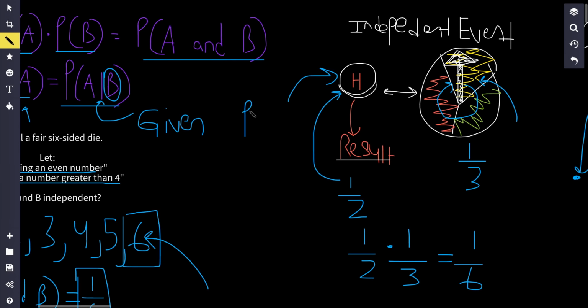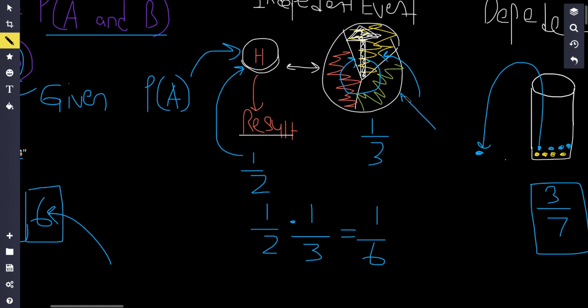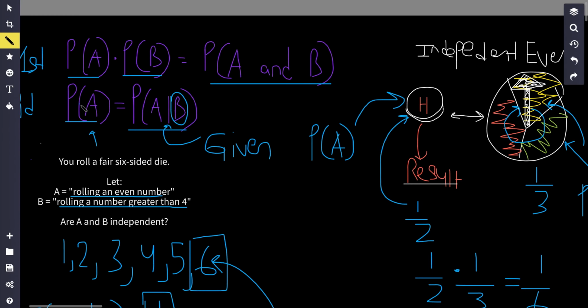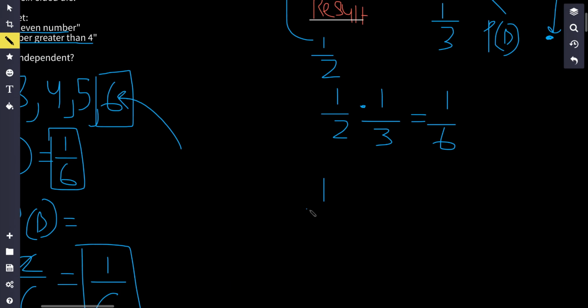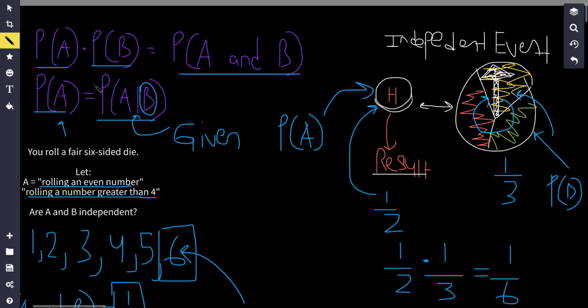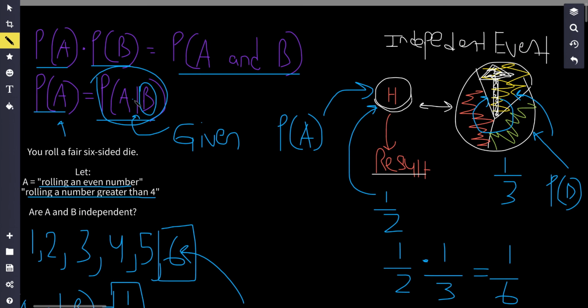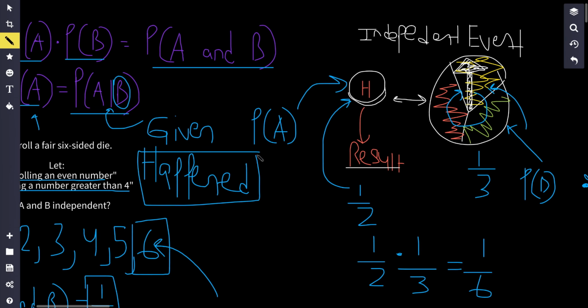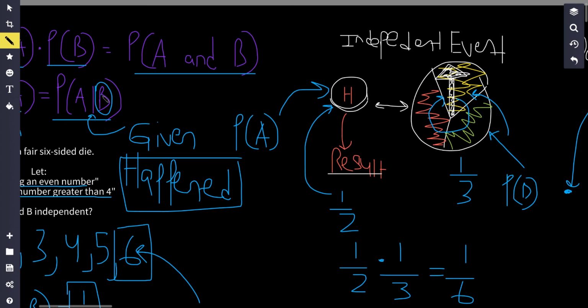Let's say getting heads is symbolized as the probability of A, and let's say getting yellow on this spinner is represented by the probability of B. Now, what's the probability of A? The probability of me getting heads is 1/2, right? Now, here's the tricky part. The probability of A given B. Given just means that it already happened. So in this case, the probability of A given B, what does that mean?